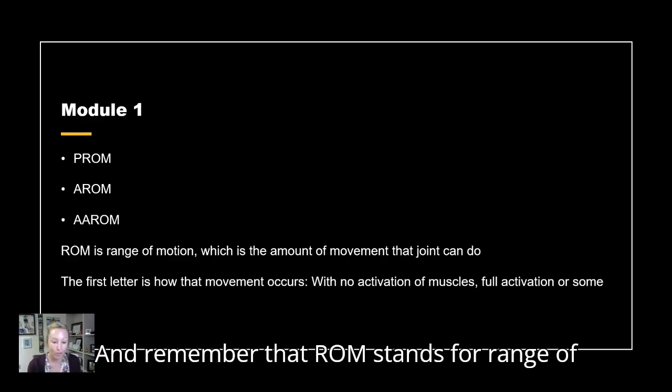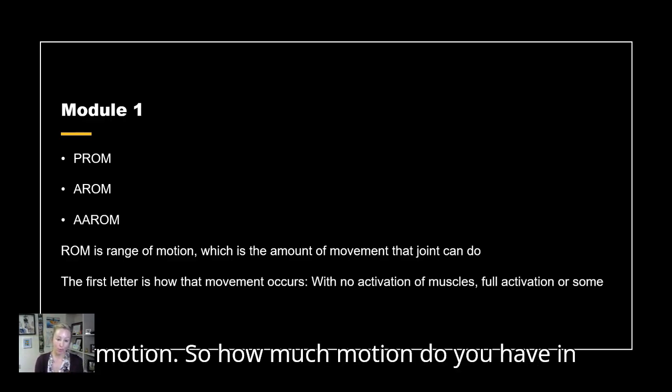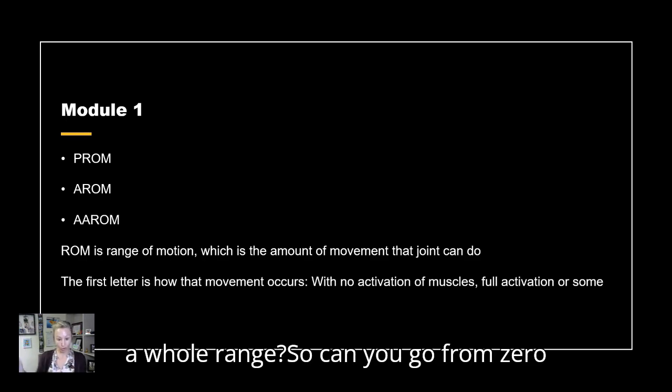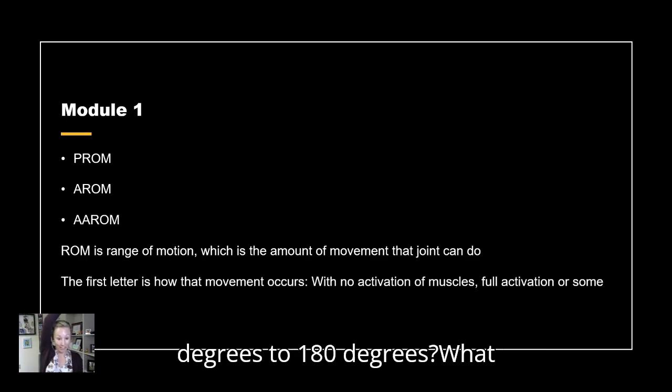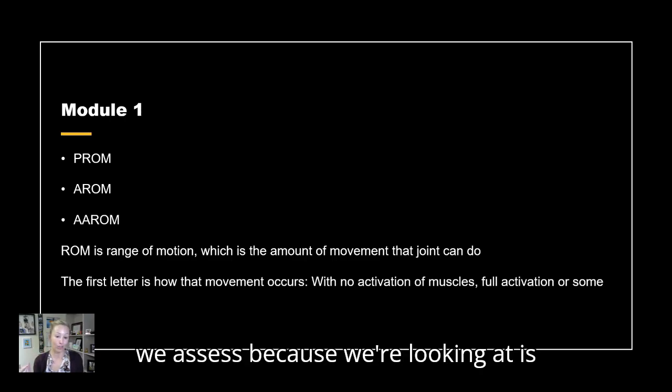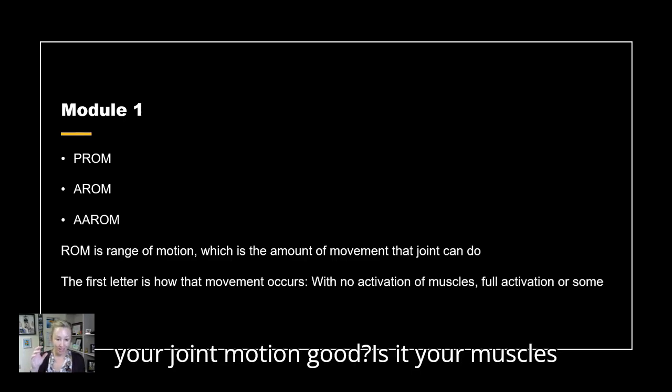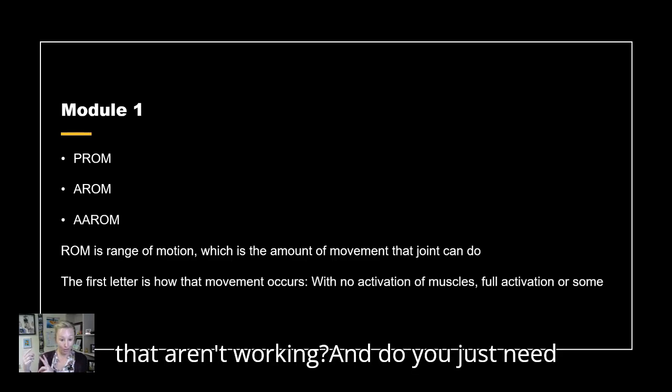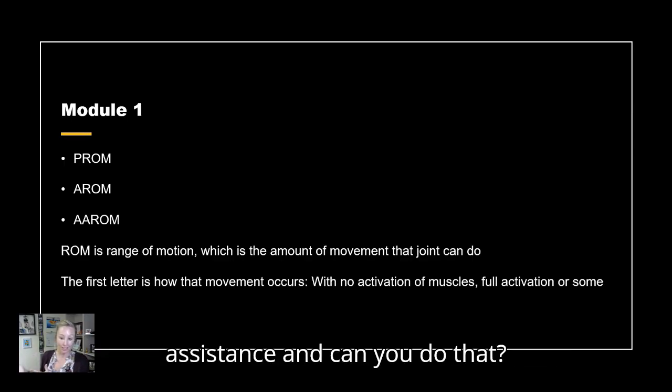And remember that ROM stands for range of motion. So how much motion do you have in a whole range? Can you go from 0 degrees to 180 degrees? These are the different ways we assess, because we're looking at, is your joint motion good? Is it your muscles that aren't working? And do you just need assistance, and can you do that?